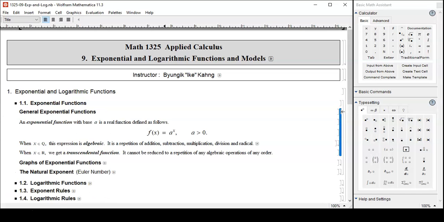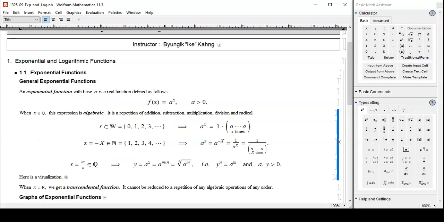General exponential functions are defined like this: a to the x power, where the base is strictly positive. Basically, this is a repeated multiplication when x is a positive integer, but we have to consider the case where x is a rational number, even an irrational number. When x is a rational number, this expression is algebraic. That is, it can be written as a repetition of addition, subtraction, multiplication, division, and some radicals.